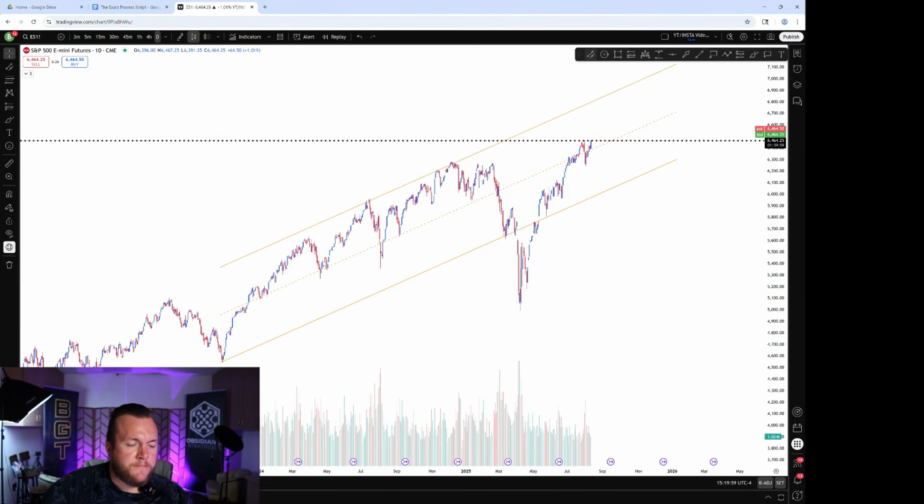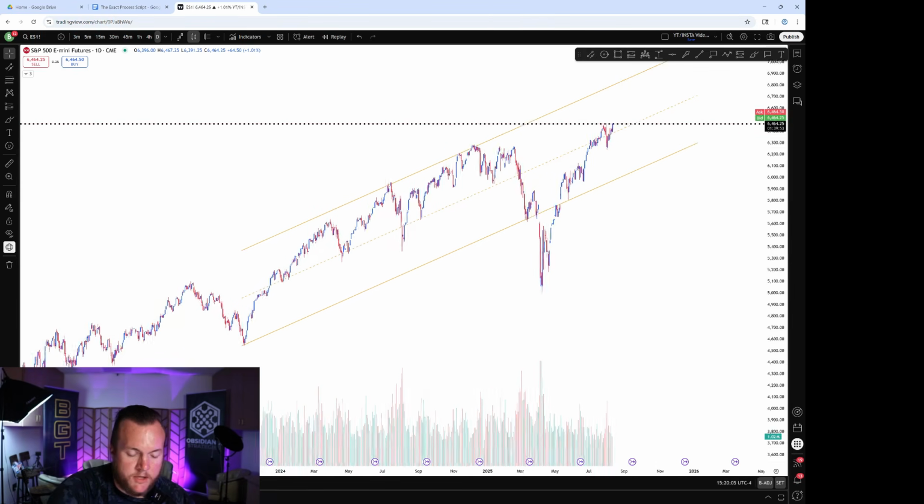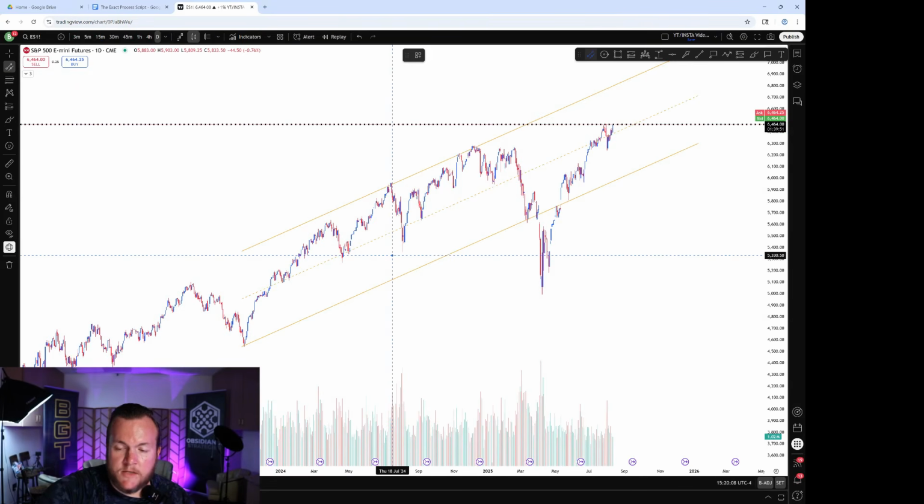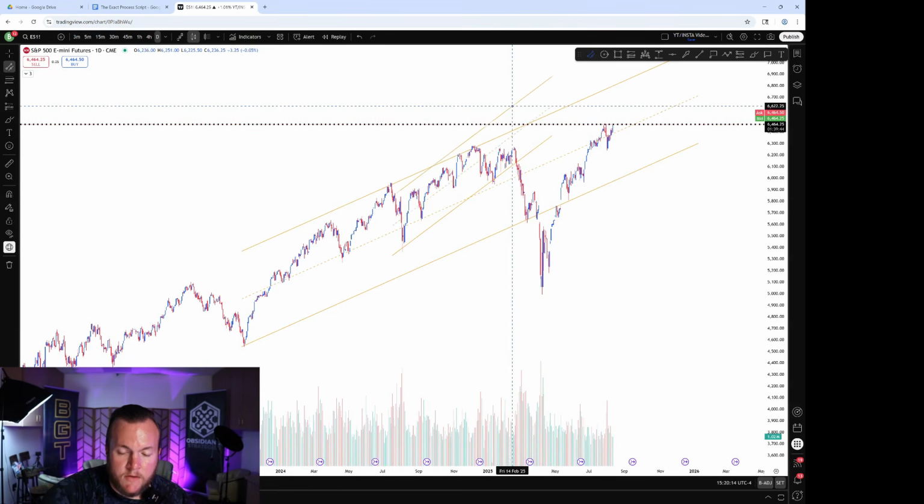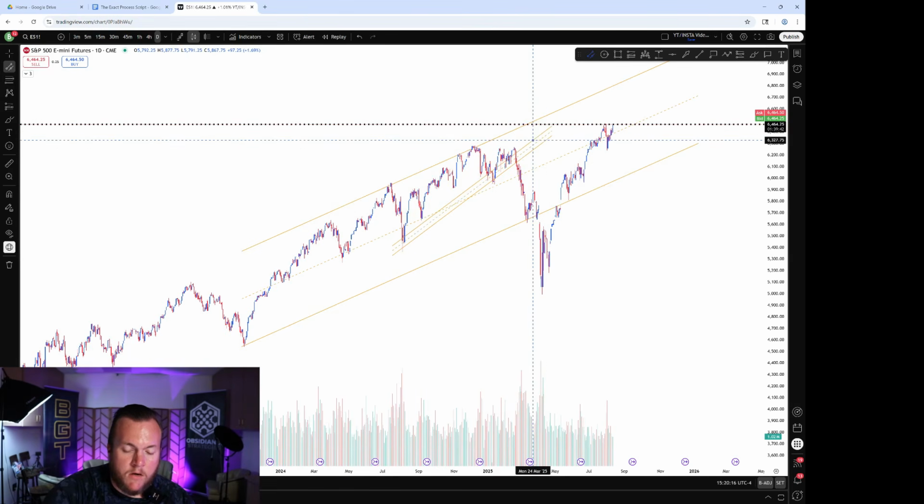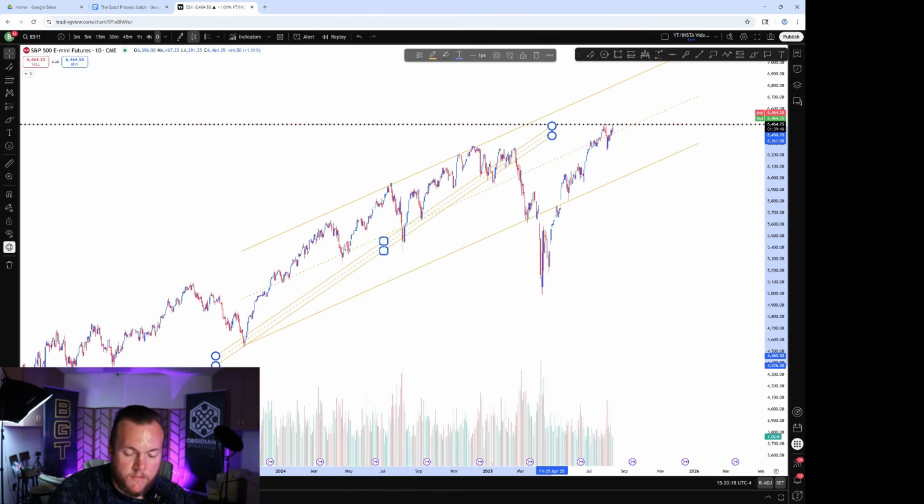Now inside of channels, there can be shorter term and longer term channels. Just because there's one longer term channel does not mean that there can't be another one. So we could look here and say, okay, there was a channel here. We could take this channel and do it like this and say there was a channel here.